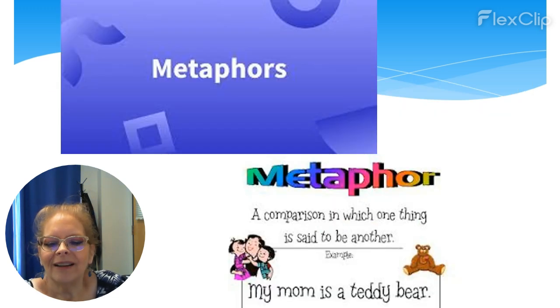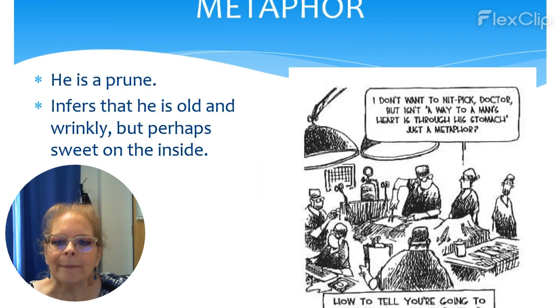A metaphor, same thing, but does not use the word like or as. Why these are two separate things, I don't know. I didn't create language. So they're comparing two things. For example, my mom is a teddy bear. Your mom is not this big stuffed thing that is covered in hair. She's comforting. If you are having a bad day, that's what you want. It's your mama, usually. So that's what they're meaning. He is a prune. What does that mean? Well, it could infer that he's old and wrinkly, or maybe he's sweet on the inside.